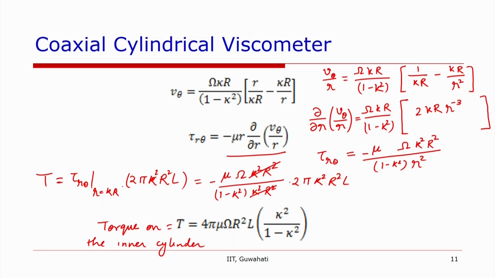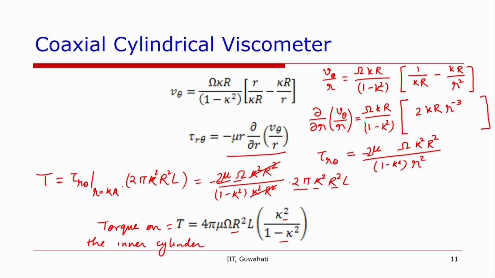So the torque that we obtain is, the 2 is missing here, so we will substitute this 2. So 2 mu, so this is 4 pi mu omega r square kappa square divided by 1 minus kappa square into L. So that is the torque on the inner cylinder.